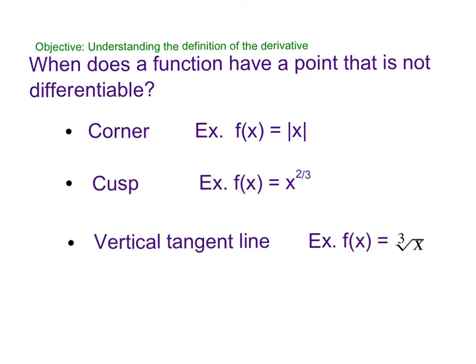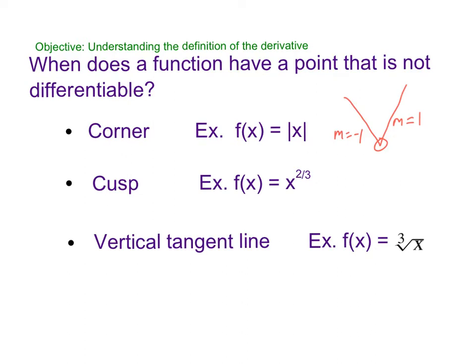Okay, when does a function have a point that is not differentiable? So we kind of talked about this yesterday. Just like with continuity, where the limit from the left has to equal the limit from the right, with the derivative, the slope from the left has to equal the slope from the right. So if you look at a corner like that, just the regular absolute value of x, the slope from this side at 0 is 1. The slope over here is -1. So because the slope from the left and the slope from the right are different, there's no derivative there.